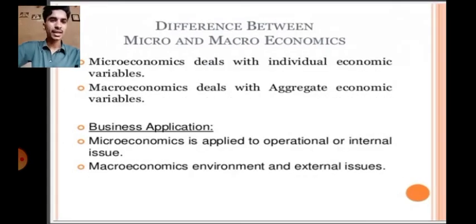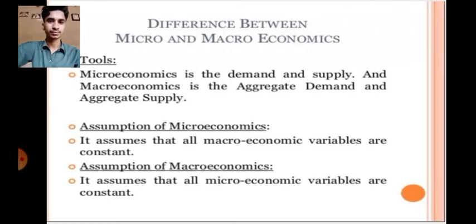Microeconomics deals with individual economic variables. Macroeconomics deals with aggregate economic variables. In business application, microeconomics is applied to operational or internal issues, while macroeconomics is applied to environment and external issues. In tools, microeconomics uses demand and supply, and macroeconomics uses aggregate demand and aggregate supply.